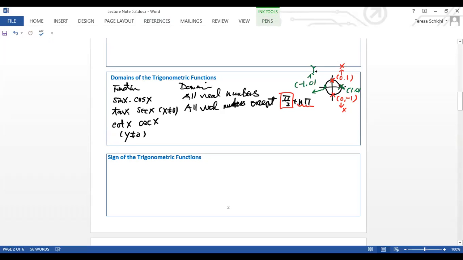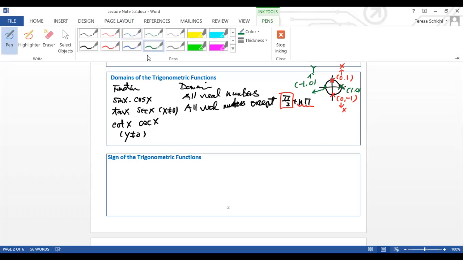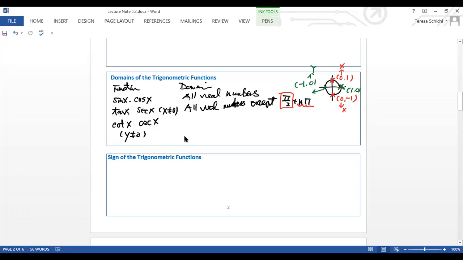So we get y equals 0 here, right? Every multiple of pi cannot be used. So here we will say this one is all real numbers except at n pi. You cannot use pi, 2 pi, 3 pi, so whatever you land on the x-axis, you cannot use. That's how we define the domains here.